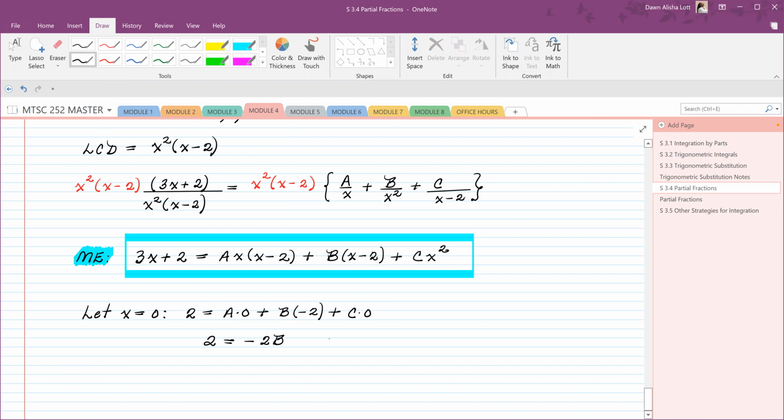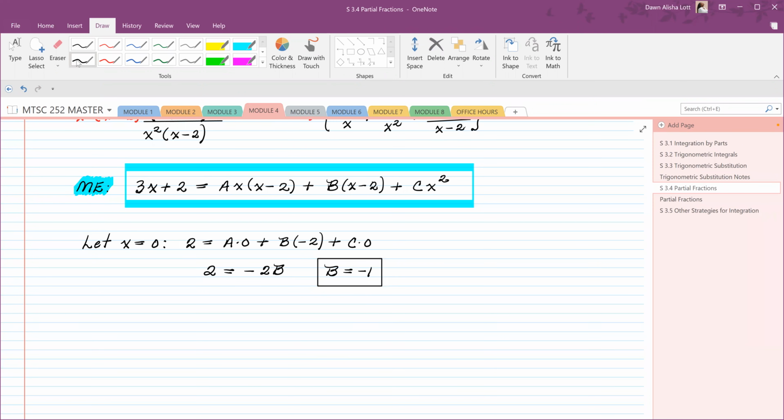So what is b? b is negative 1. Awesome. Okay, let's keep going. The other root is x equals 2. So it's going to be 8 equals the a is going to be 0, the b is also going to be 0, and the c is going to be c times 4. And then c times 4 equals 8. So c equals 2. Okay, awesome.